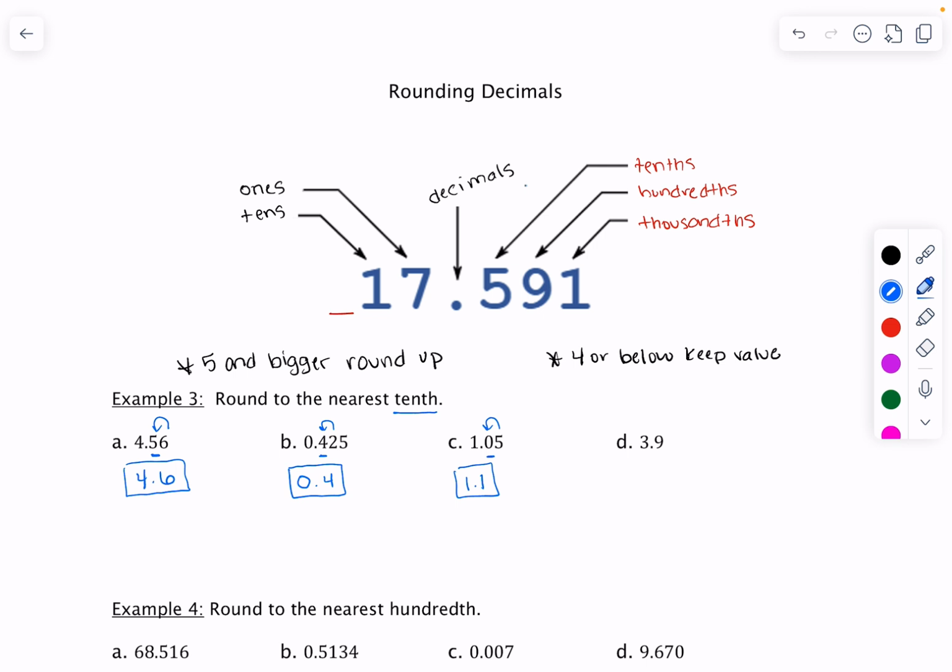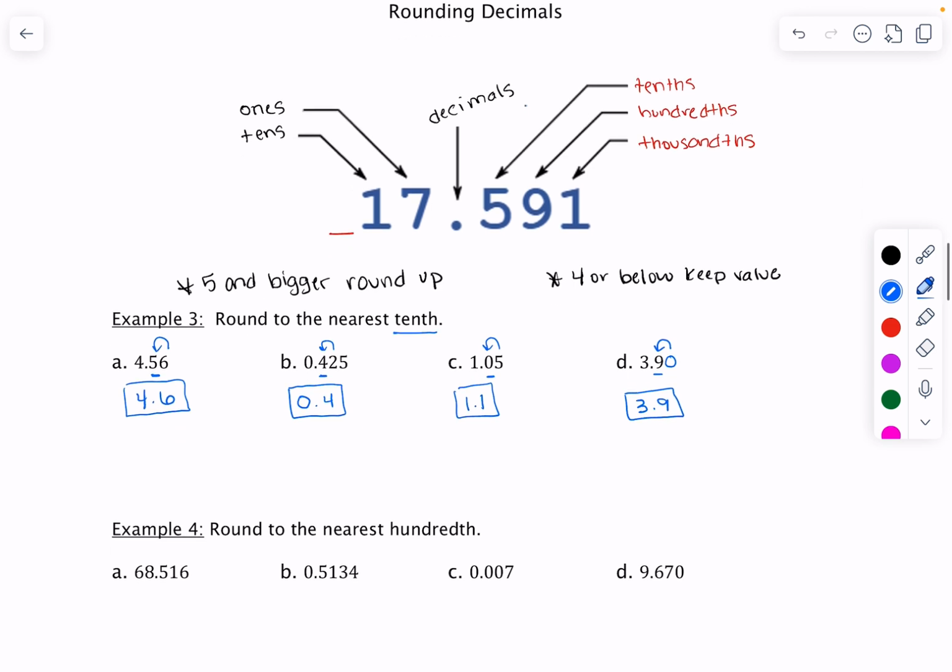This one is a little trickier. What I would do is I underline the 9. I draw on a little 0 here because it's invisible, but it's there. Does the 0 round that 9 up or keep it the same? It keeps it the same. So 3.9. That's the basics of rounding.